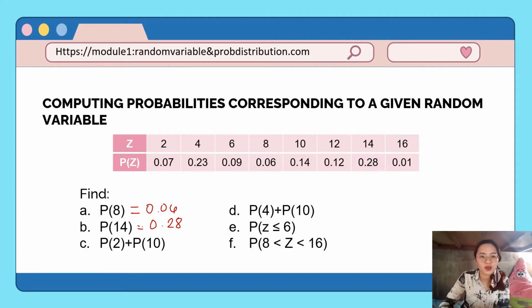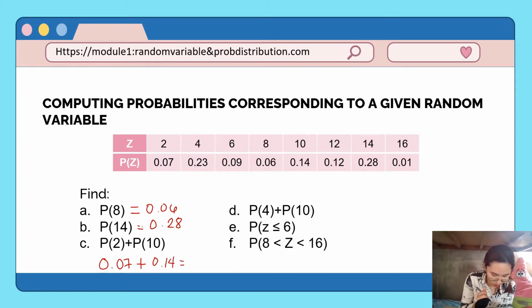Alright, so next, we are looking for the sum, okay, sum po ha, ng probability ng 2 at probability ng 10. So, ang probability ng 2 ay 0.07. Ang probability ng 10 is 0.14. So, isulat lang natin yan. 0.07 plus 0.14. So, that is equal to 0.21.